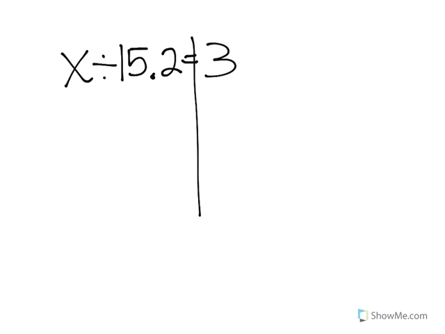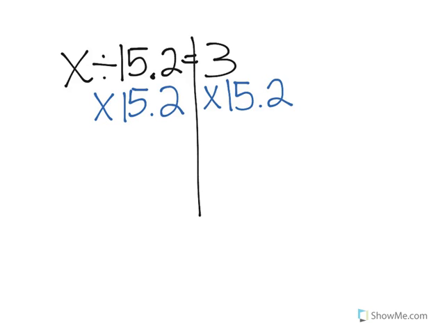So to solve this problem, x is being divided by 15 and 2/10. I have to get rid of that by doing the opposite. Times 15 and 2/10. Whatever I do on one side, I have to do on the other side. On the left side of the equation, my 15.2's cancel out, and I'm just left with x. On the right side, I now have to solve the problem.